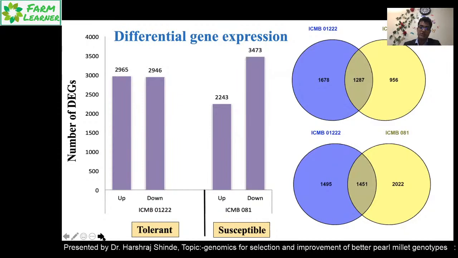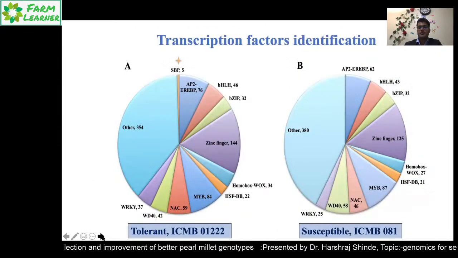So we think that this is the key difference. The more the upregulation of genes, the better the response of these genotypes. So here you can see that there was less upregulation in the susceptible line. Then we drew the common genes between these two genotypes. So these are the commonly upregulated genes and commonly downregulated genes between these two genotypes.